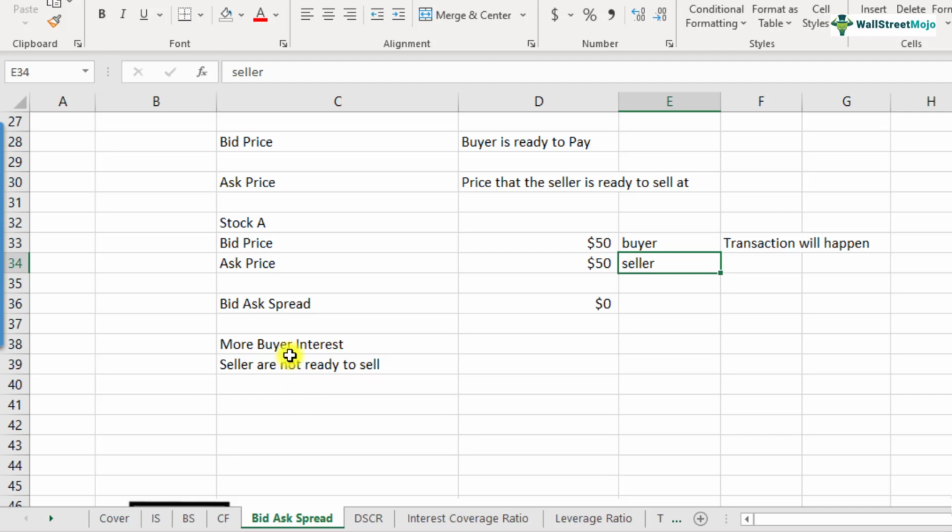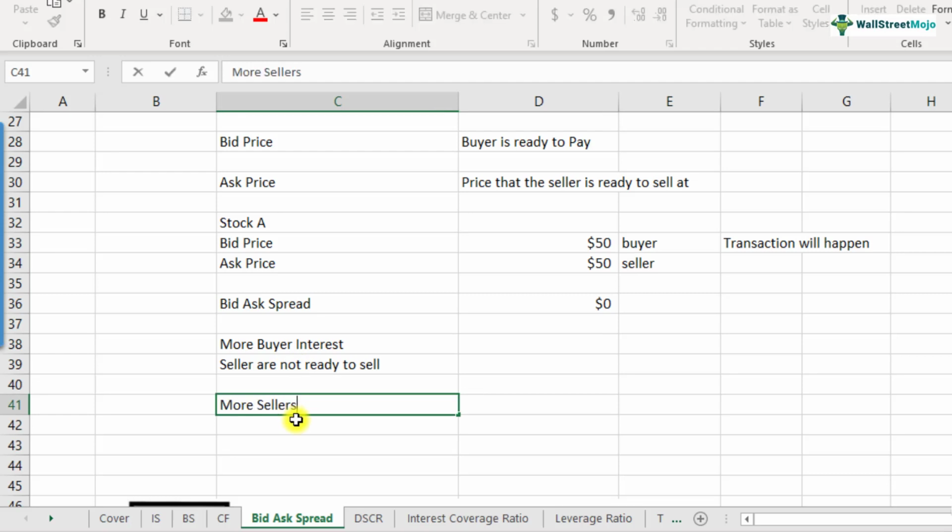And then there could be a totally opposite situation where there are more sellers and less buying interest.